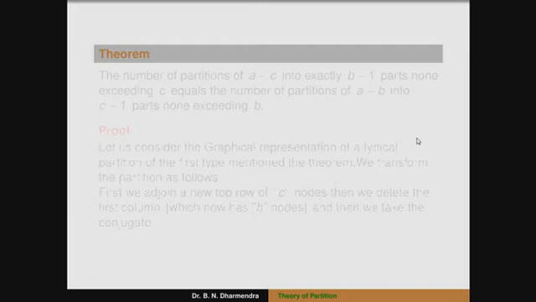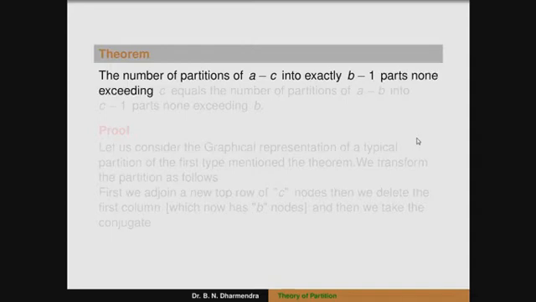We can carefully observe the theorem statement. The number of partitions of A minus C. That means first we have to discuss what A, B and C are, and define the values of A, B and C. Here I consider the number of partitions of A minus C, that is n, into exactly B minus 1 parts.